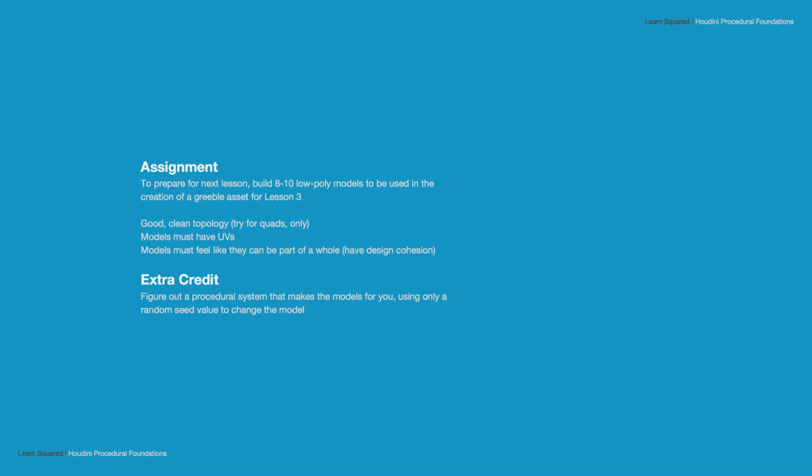So to do this, I want you to start thinking about building objects that are all cohesive and work together. And I want you to make somewhere around 8 to 10 low poly models that we're going to use as assets for this Greeble. We need good, clean topology, hopefully quads, because one thing that we can do with this asset is use it iteratively. We can actually Greeble on top of Greebles, so that we can add crazy complexity.